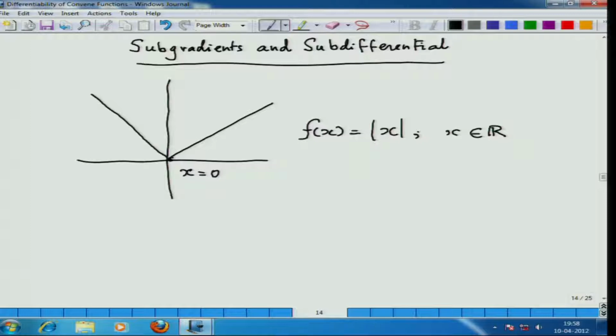Then how do you deal with such a function? Observe that if you look at the epigraph of this function, it is naturally a convex function. The question is, how would you really talk about the derivative when the derivative is actually absent? Can you really talk about the derivative? This issue was solved by introducing the notion of a subgradient.